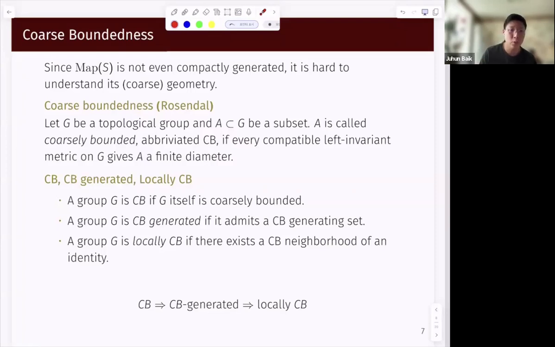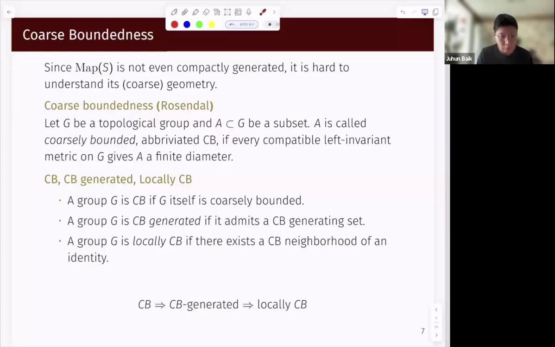So it means in a coarse way, you can kind of ignore this small set and consider it as a point. So if you have a CB generated topological group, then you can define its coarse geometry, its large scale geometry.